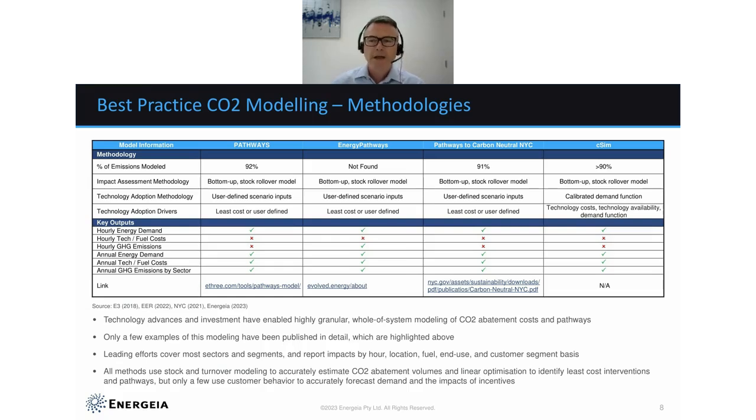Most of these models, as you can see here, are based on a bottom-up, what they call stock and rollover or turnover model. That's where you actually have a model that lists every single unit involved. So if you're doing transport, it's counting every single vehicle. If you're doing buildings, it's counting every single building. And for power systems, there are fewer power stations to keep track of. But it really seems to be the industry standard for how you model the forecast emissions and the impact of various abatements.